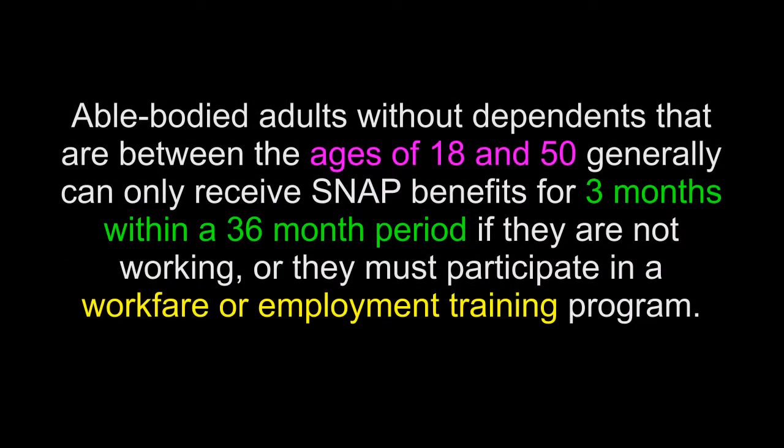Able-bodied adults without dependents between the ages of 18 and 50 generally can only receive SNAP benefits for 3 months within a 36-month period if they are not working, or they must participate in a workfare or employment training program. For a full list of eligibility criteria, please visit the USDA website.